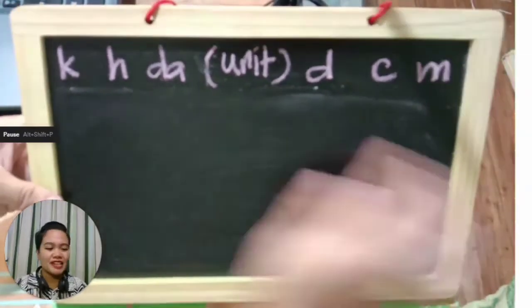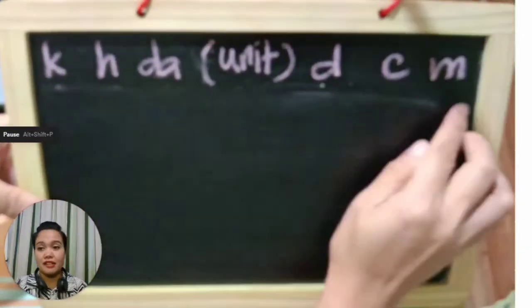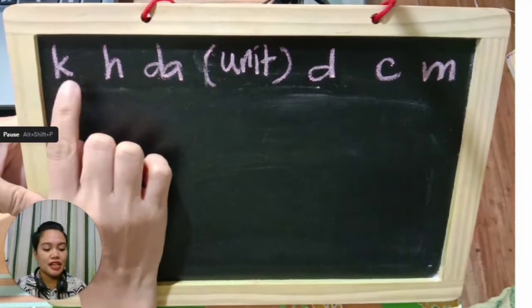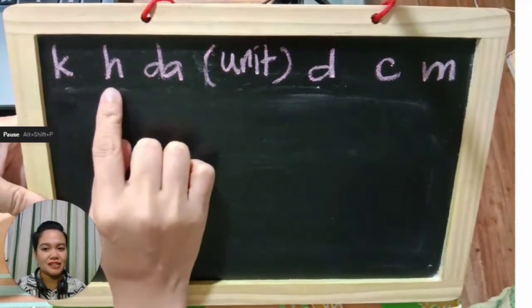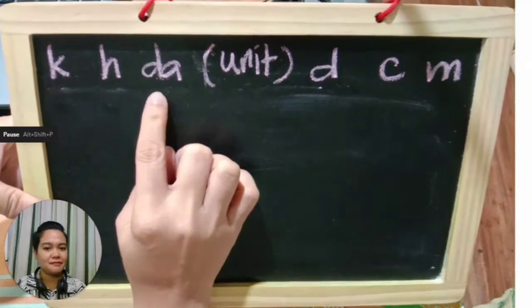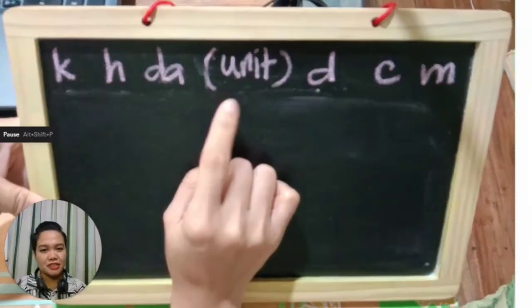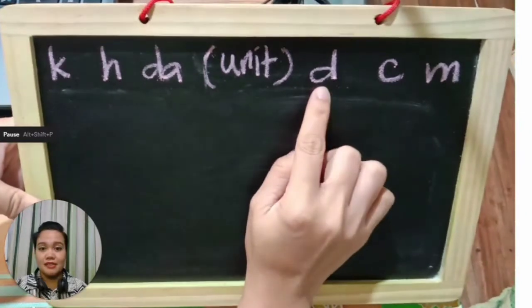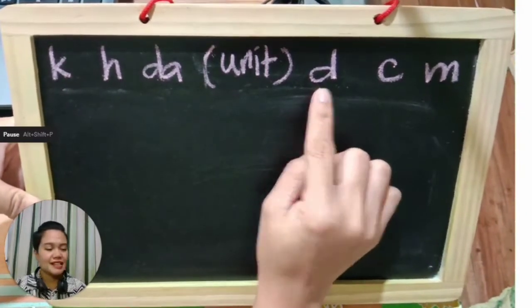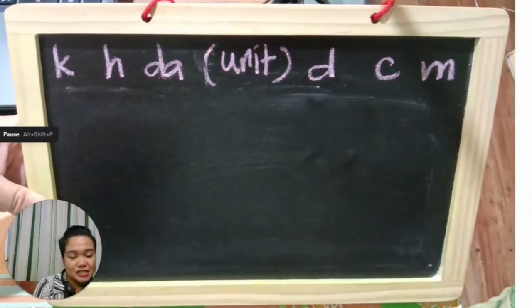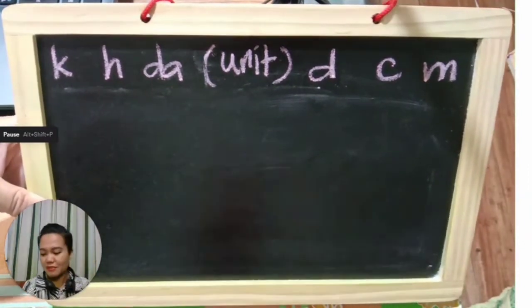Now on my mini board, I have here the common prefixes, but I wrote them in symbol. So K is for kilo, H is for hecto, DA is for deca, followed by the unit. Again, it could be meter, gram, or liter. And next would be deci, D for deci, C for centi, and M is for milli. Alright, so let's try to convert a given measure.